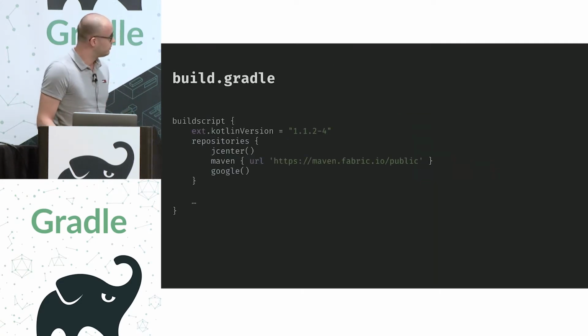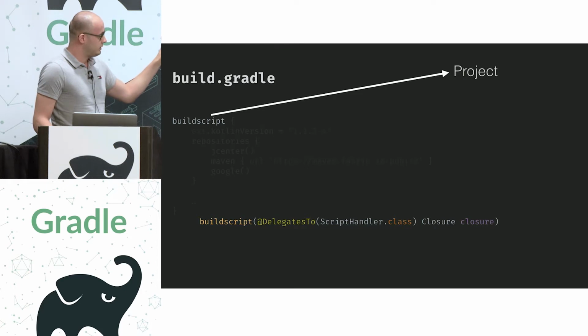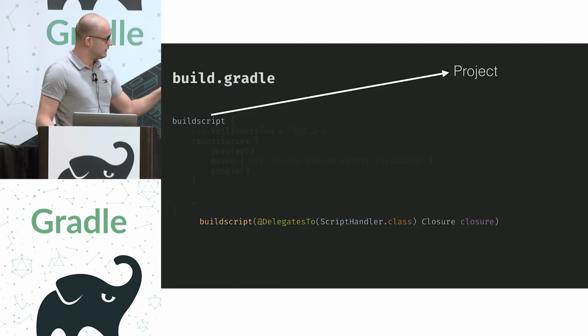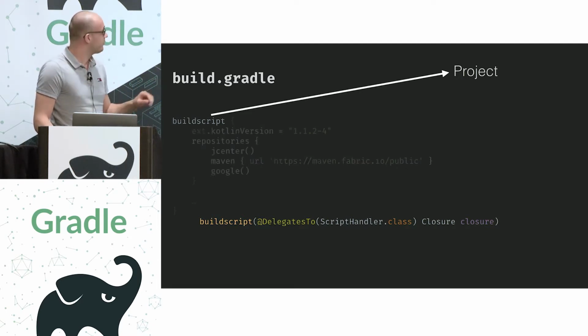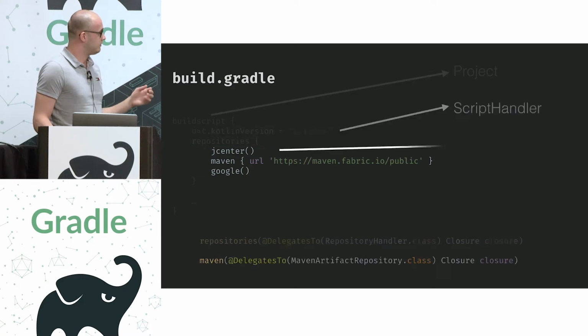Okay, so this is a snippet from the root project's build.gradle file. Now we know that buildscript is a method on a project. And we see in the documentation, this is actually a simplified signature, but it delegates to a script handler. So this whole closure passed to buildscript will be executed against the script handler.